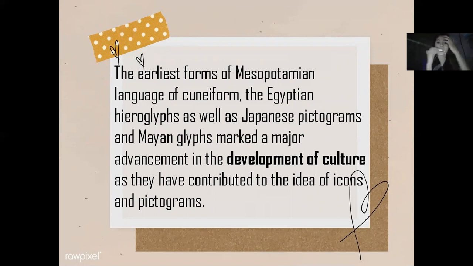So, the earliest form of pictographs is the Mesopotamian language of cuneiform. The Mayan glyphs also marked a major advancement in the development of culture, as they have contributed to the idea of icons and pictograms. So, next slide.